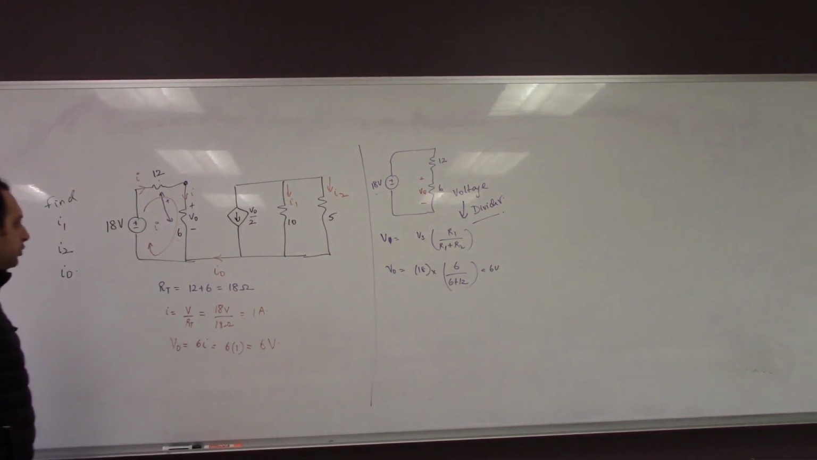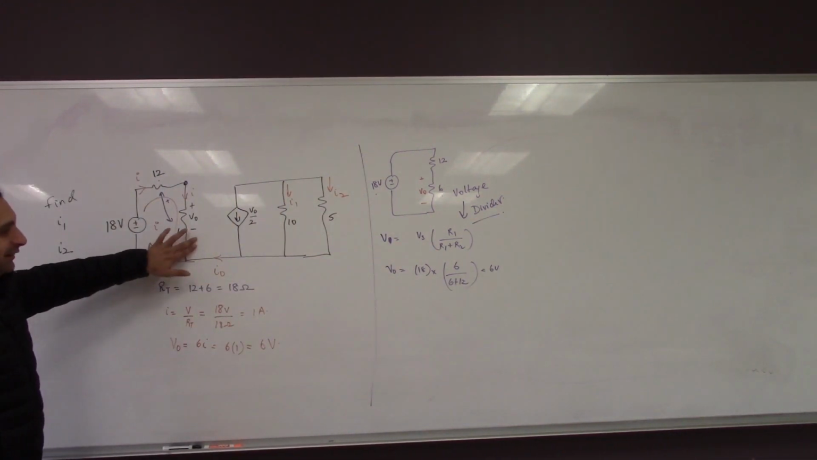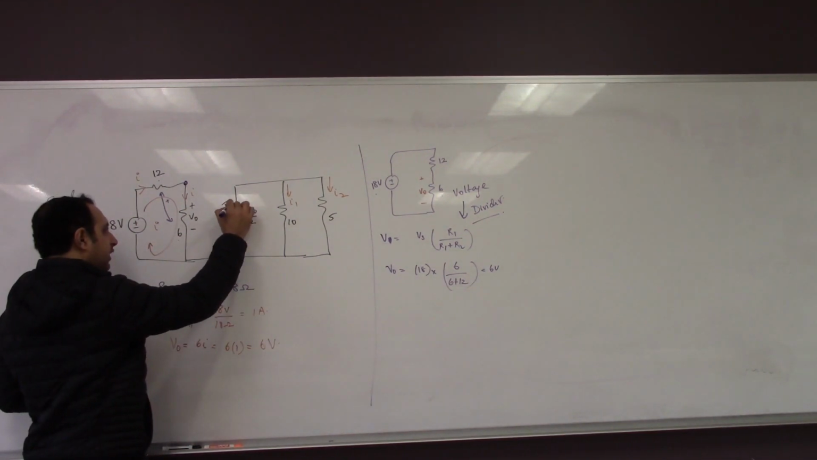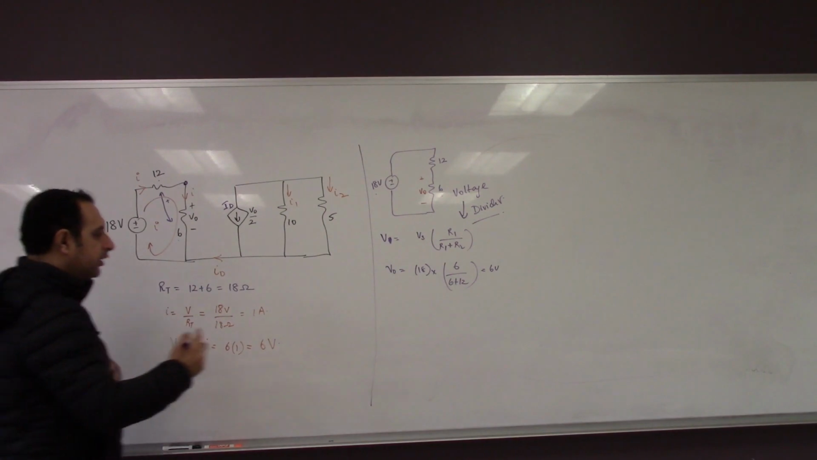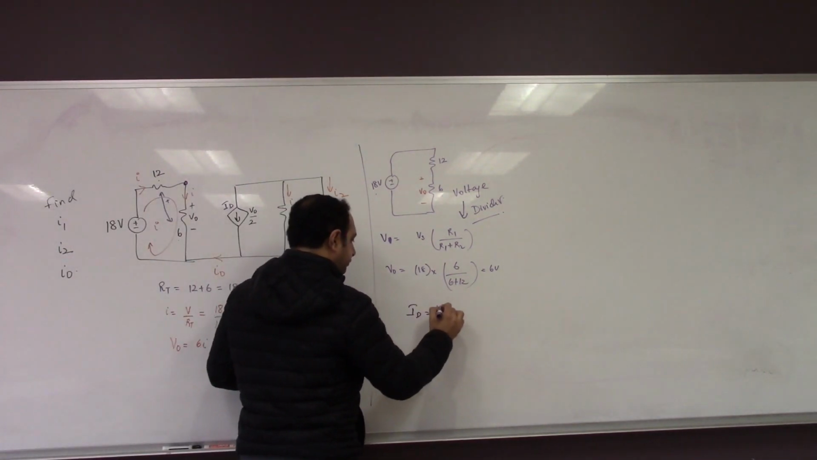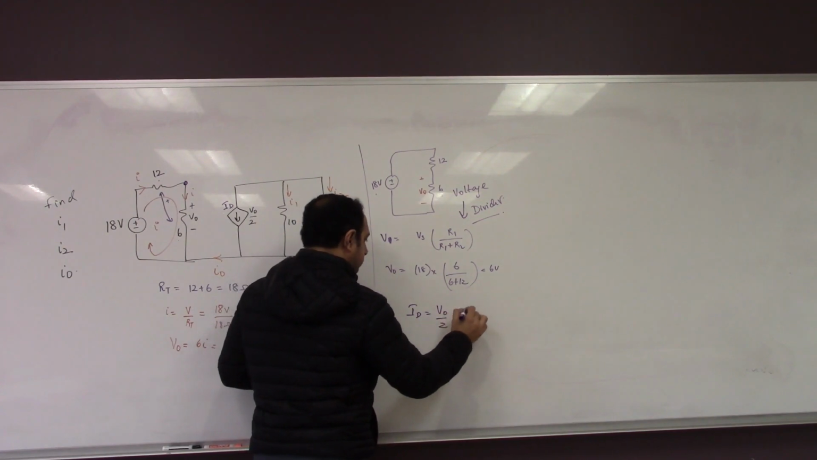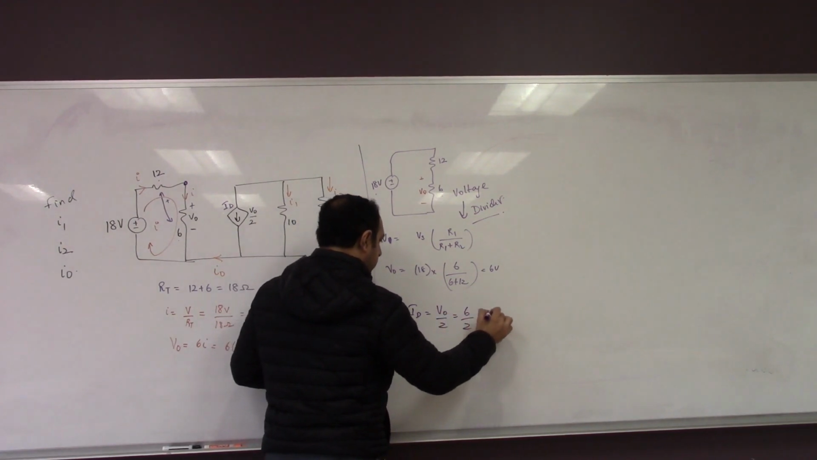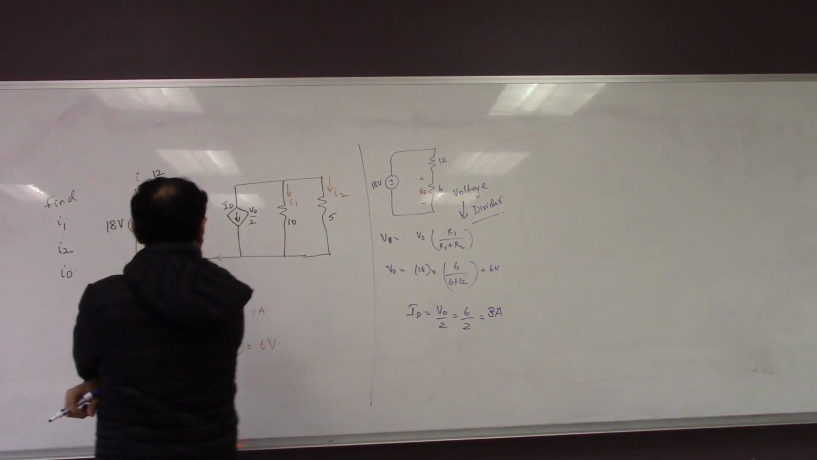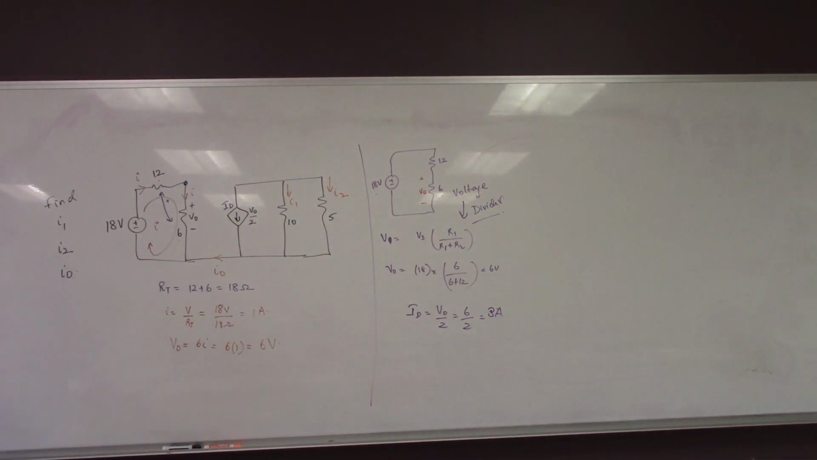Okay, so we know this is 6 volts. Let's call this the dependent source ID. ID is 3 amps.